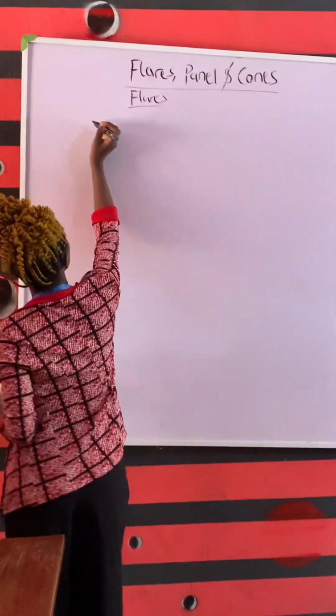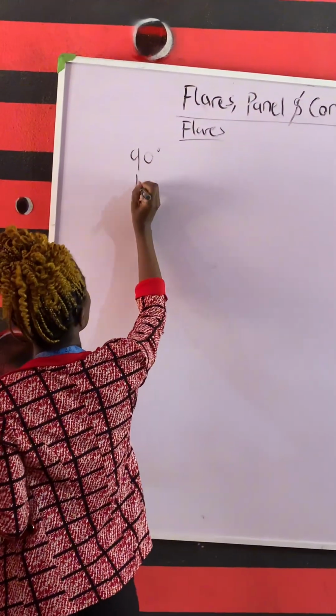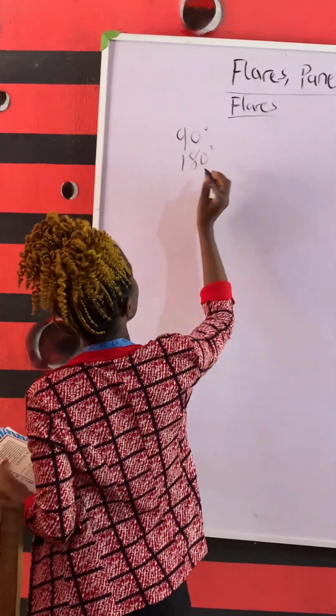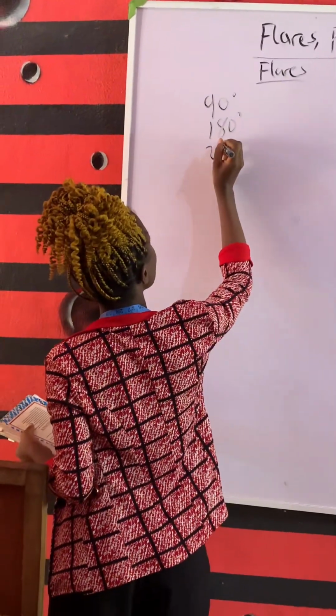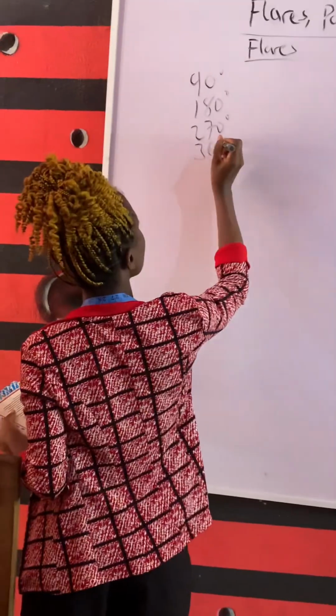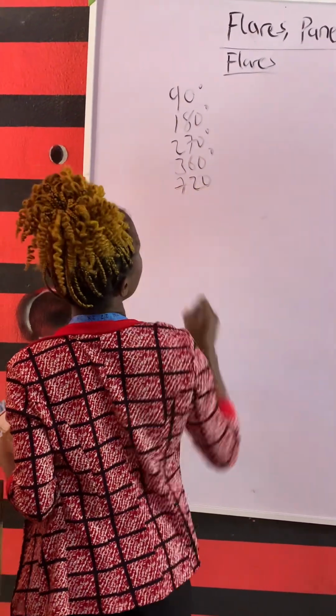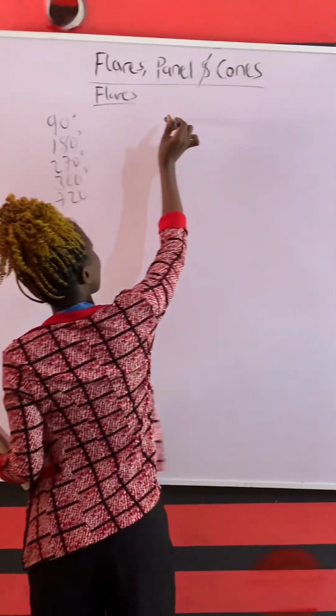So we have 90 degrees, 180 degrees, 270 degrees, 360 degrees, and 720. Now this is a circle.